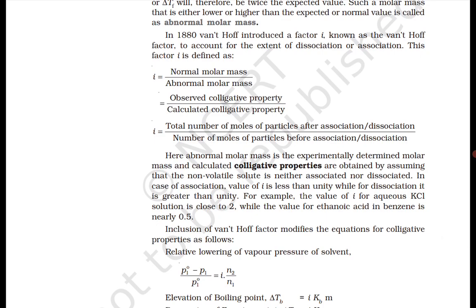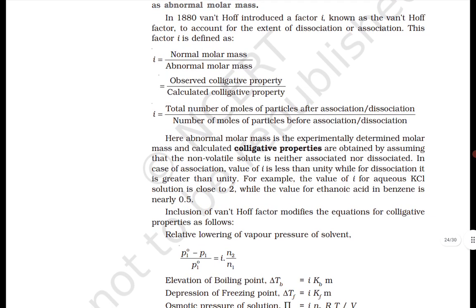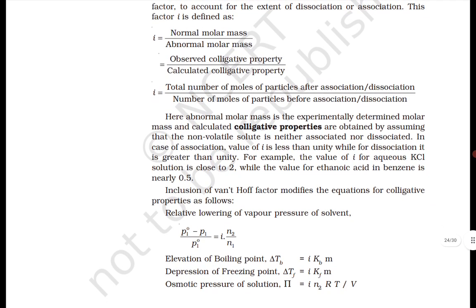In 1880, Van 't Hoff introduced a factor i, known as the Van 't Hoff factor, to account for the extent of dissociation or association. This factor i is defined as i equals normal molar mass by abnormal molar mass, equals observed colligative properties by calculated colligative properties. i equals total number of moles of particles after association or dissociation by number of moles of particles before association or dissociation.